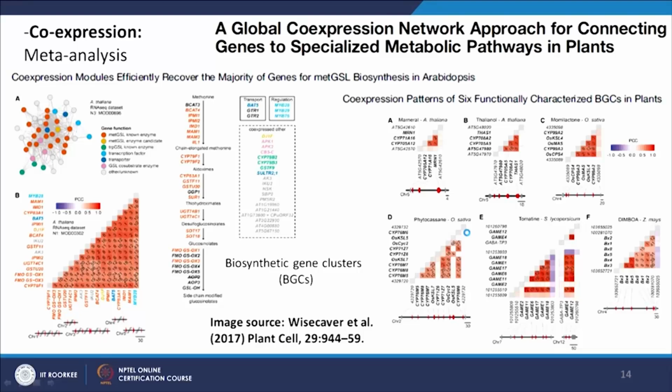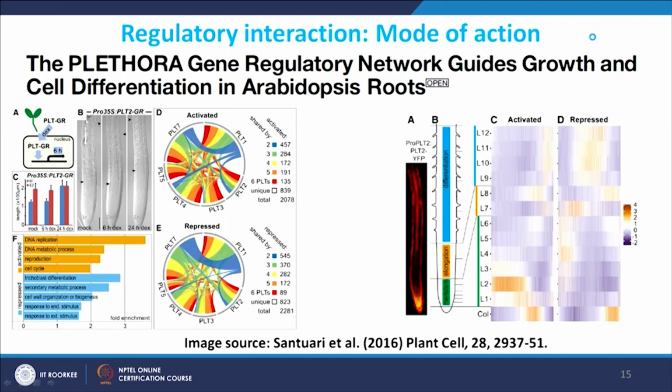If they are co-expressed with that gene, you may expect that there must be some interaction among themselves, and this kind of study has been used to identify, for example, if you look here, a global co-expression network approach for connecting genes to specialized metabolic pathways. So, if you combine data and look at the co-expression, then you can identify those genes which might be functioning in a similar developmental pathway or similar metabolic pathway.